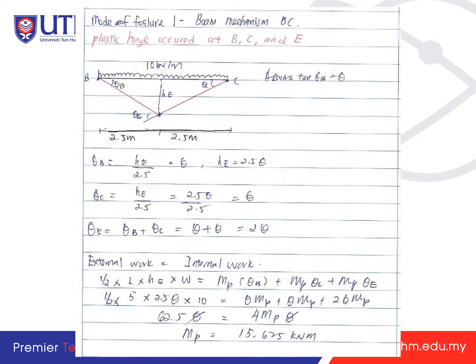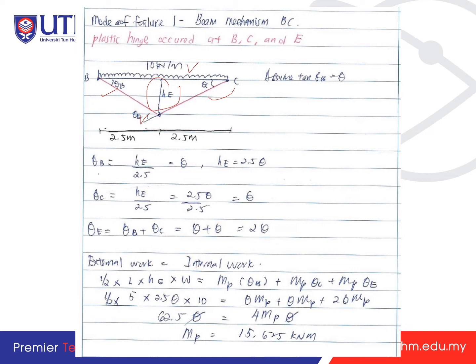First we go to the first mode of failure, which is the beam mechanism. You can start with either the beam mechanism or the sway mechanism; it is the same, you have to calculate all. The first is caused by the 10 kilonewton per meter, which will cause a hinge here at E. So you will have theta B and theta C here, and also theta E. The calculation method is just the same as the plastic analysis of a beam.